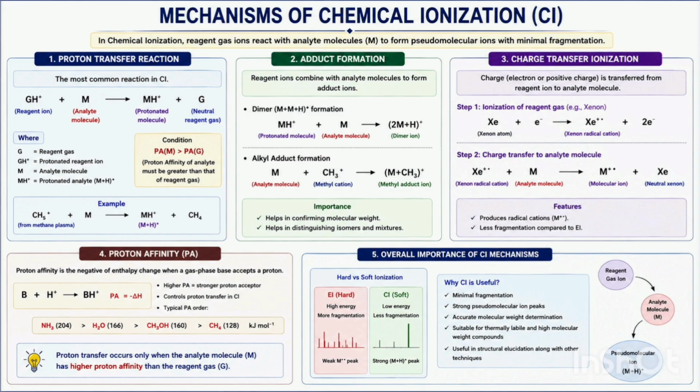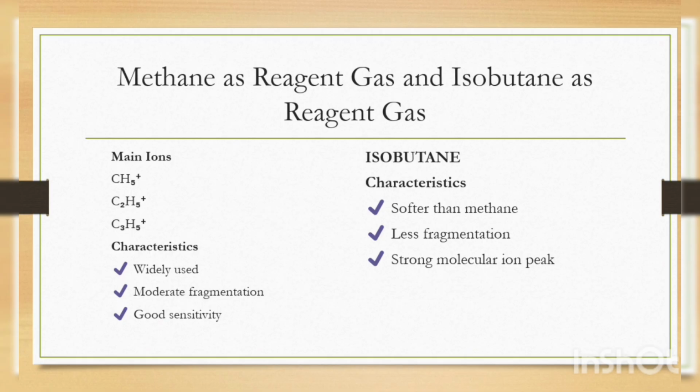First is methane. Methane is widely used in chemical ionization, and its characteristics include wide application, moderate fragmentation, good sensitivity. Methane is therefore a useful general purpose CI reagent gas. However, we can obtain even softer ionization by using other reagent gases such as isobutane.